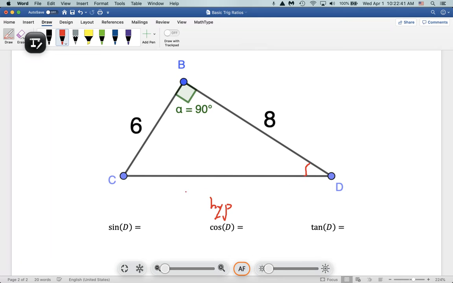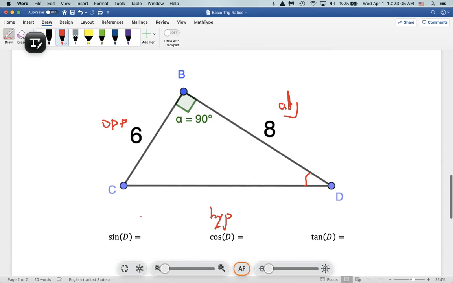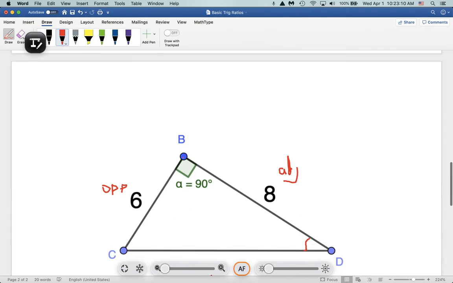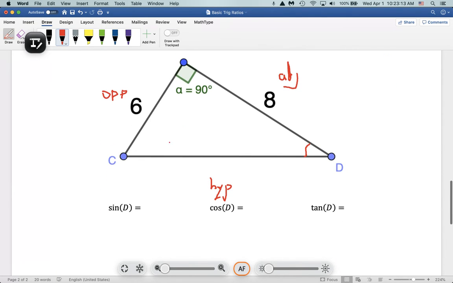Well, if that's this angle here, this hypotenuse forms that angle with this side length of 8. That makes this the adjacent, not the opposite, but the adjacent. And if there's my angle, I look across, makes this side length of 6 the opposite. Now I can find my sine. If you don't remember, sine is opposite over hypotenuse, and I would recommend writing those ratios down so you have them when you do your notes or when you do your lesson.